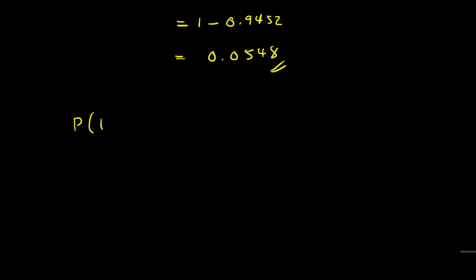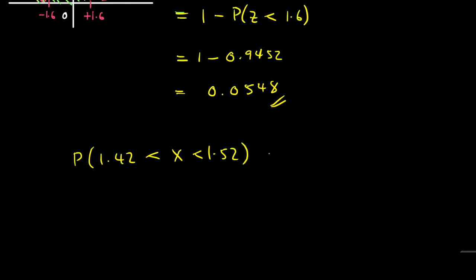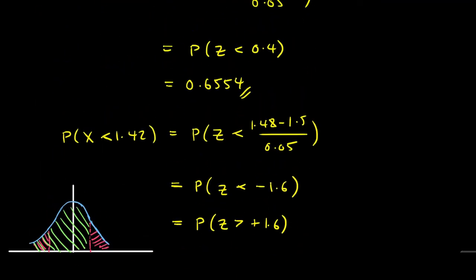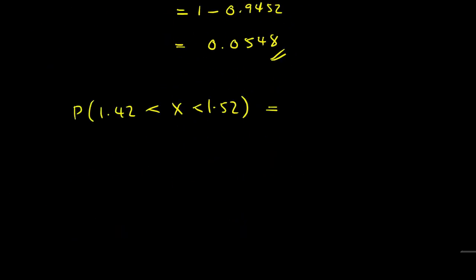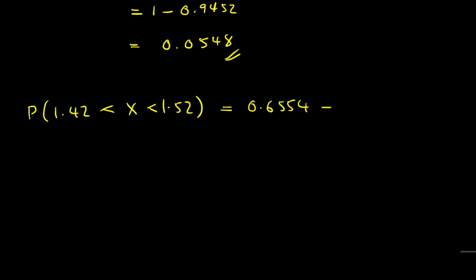Okay, so then what was our conclusion? Well, we said that the probability that we're between 1.42 and 1.52 is going to be equal to the probability that we're less than 1.52, which was 0.6554, minus the probability that we're less than 1.42, which was 0.0548. Okay, and so if I do that, I get 0.6006.